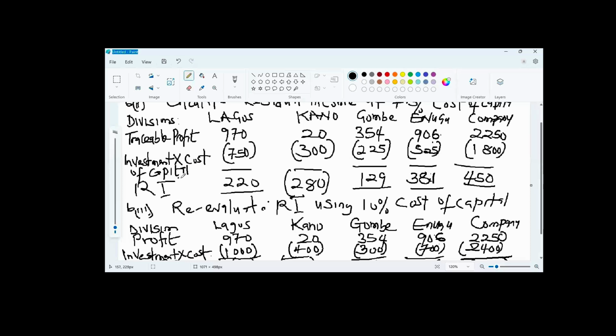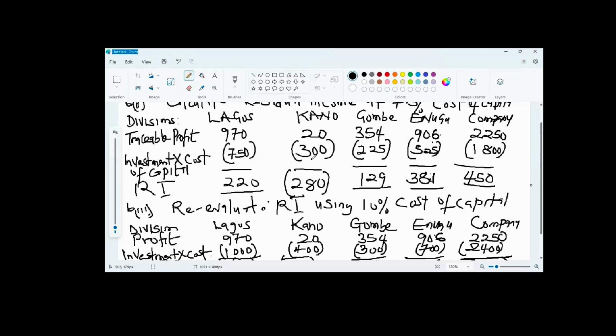Investment multiplied by cost of capital. This is the interest paid on funds. Kano has gotten an investment of 4 million, and the cost of the funds is 7.5%. If you compute 7.5% of 4 million, that will give us 300. This 300 is the cost of funds.